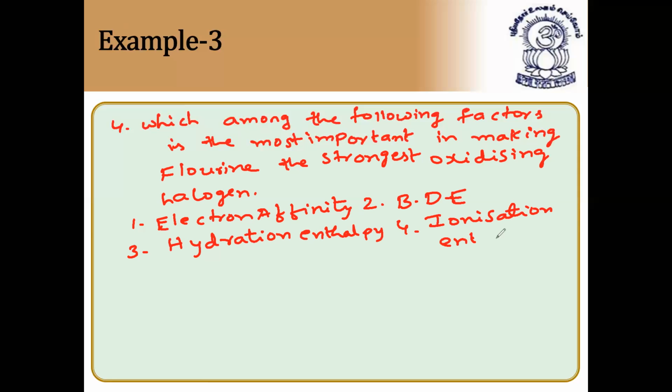So why is fluorine the strongest oxidizing agent? Because it can be easily dissociated. Since fluorine can easily be dissociated into fluorine atoms, the answer is bond dissociation enthalpy. So the answer is the second option, that is bond dissociation enthalpy. I hope it is clear. Next question.